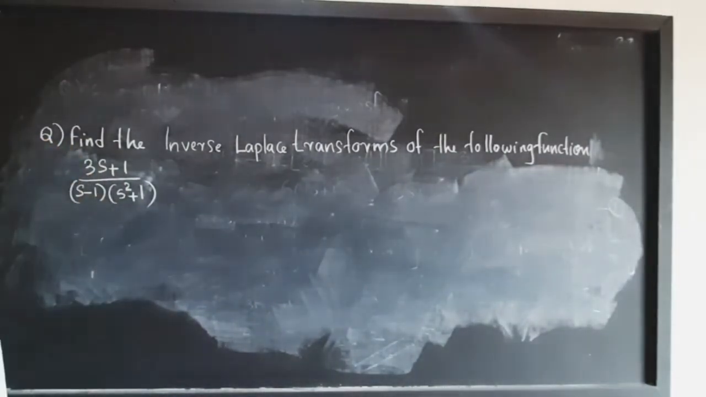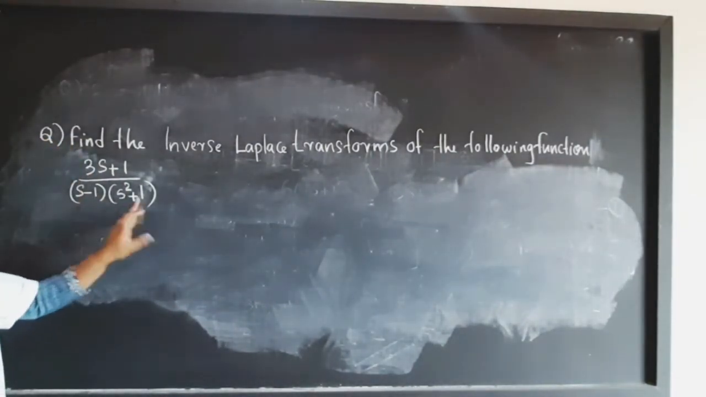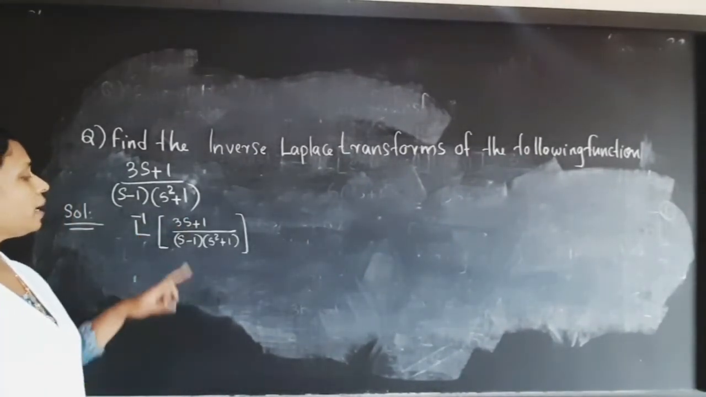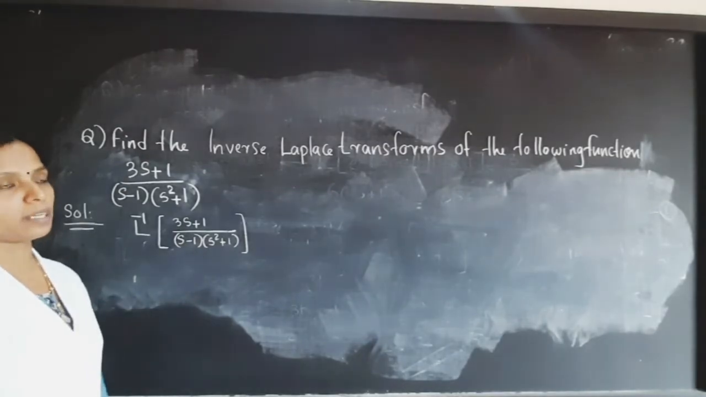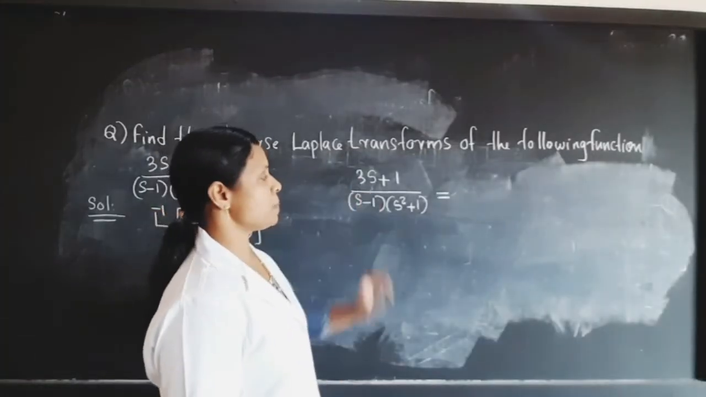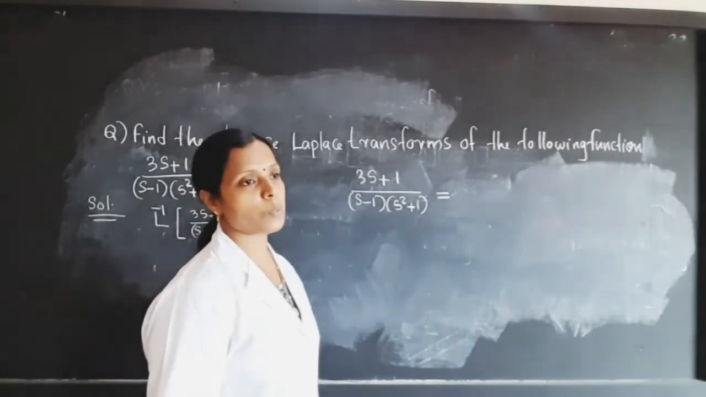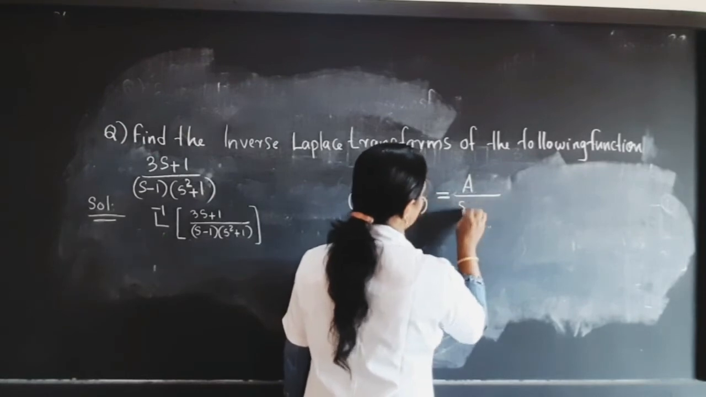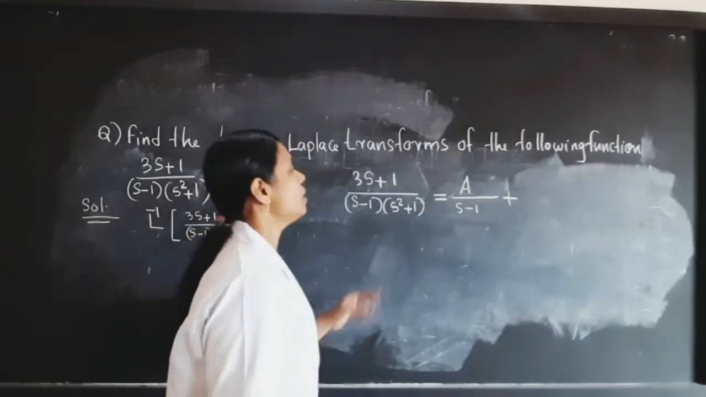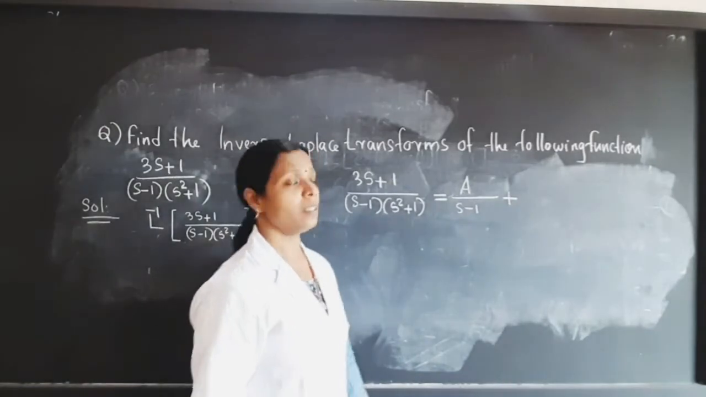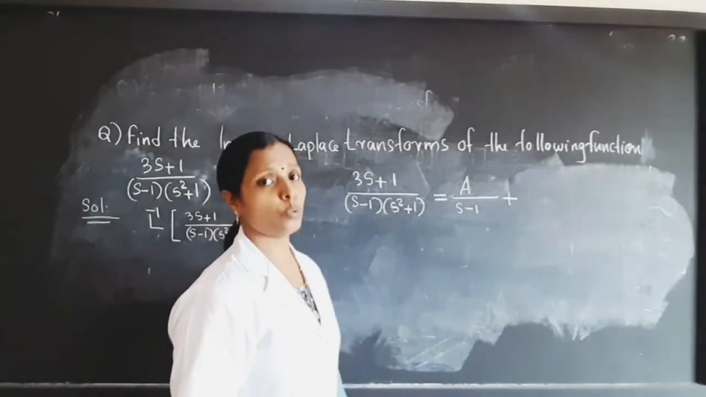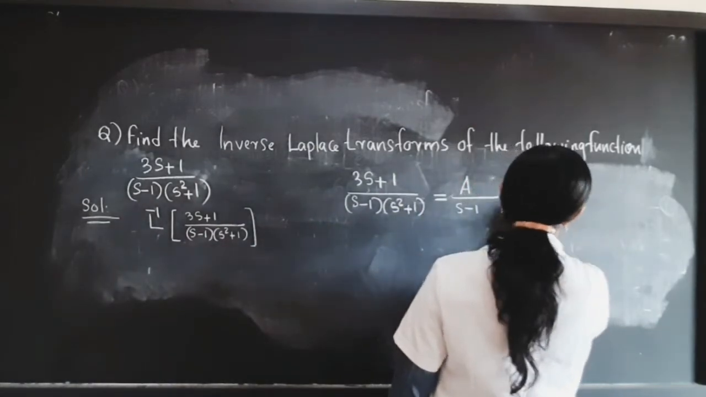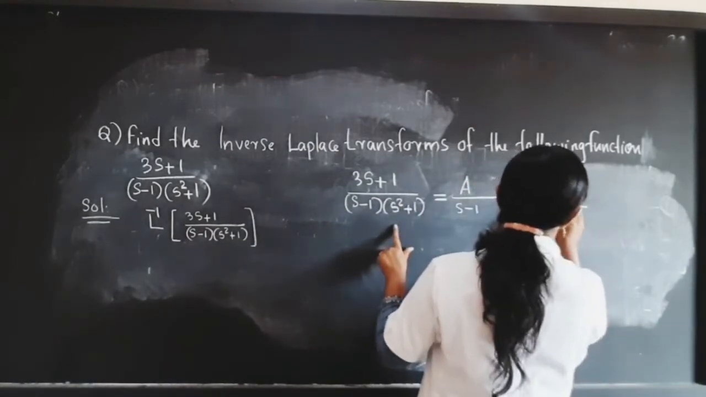Find the inverse Laplace transform of the following function: 3s plus 1 divided by (s minus 1) into (s square plus 1). Here we have to find L inverse of this. First we write it in partial fractions. That is, we write a divided by the first factor, s minus 1, plus the next factor, s square plus 1. Here the power of s is 2, so we write the numerator as bs plus c divided by this factor, s square plus 1.